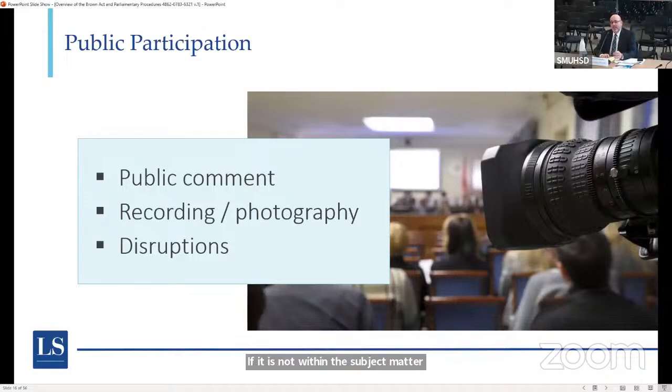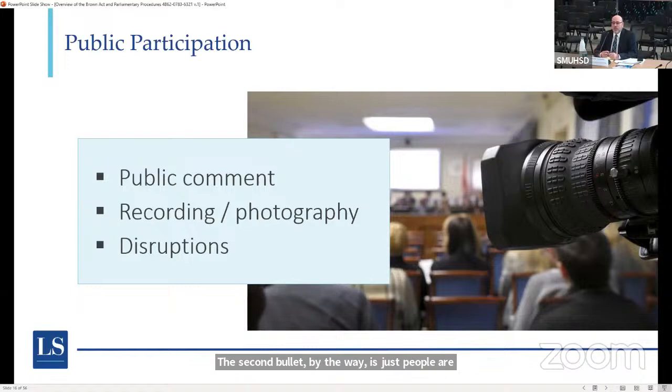Now, if they get up and tie it to the school district, and their people are very creative with the way they tie it to the school district, you're probably going to have to let them have their time unless they become disruptive or threatening. And that's the last thing you see up there. The second bullet, by the way, is just people are allowed to record and photograph during the meeting. So just be aware of that.